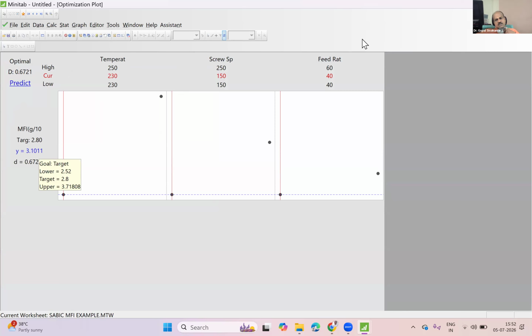So this example is about DOE with three-way interaction. See, with three-way interaction, you can straight away come to response optimizer. Why? Because imagining three dimensions and all, it's difficult for a human brain. So you have to make use of the response optimizer.